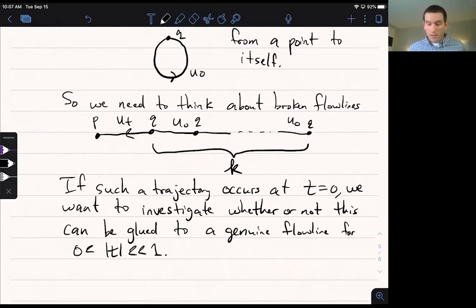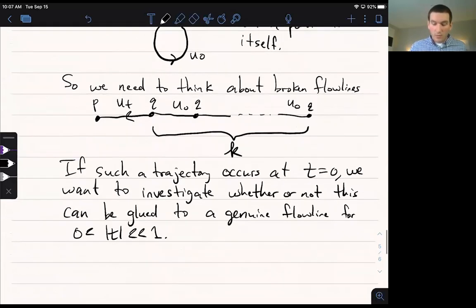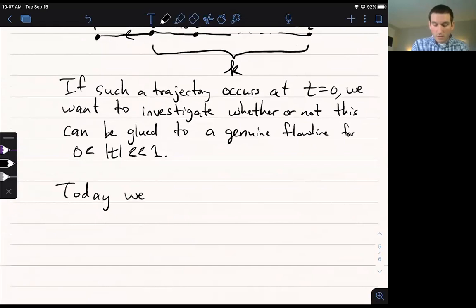So really that pitch is more Ipsita's problem than mine, because today we're just going to focus on the case k equals 0. So really we're not gluing a Morse flow line to itself just yet. That'll be the third iteration of the talk.